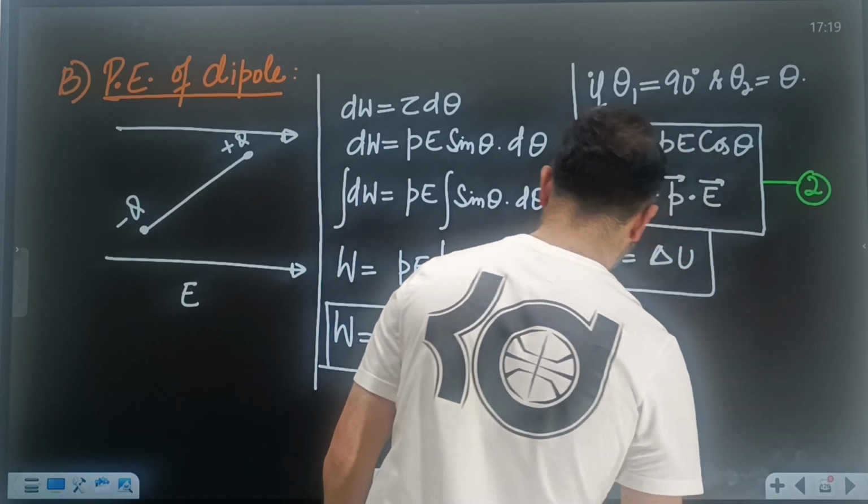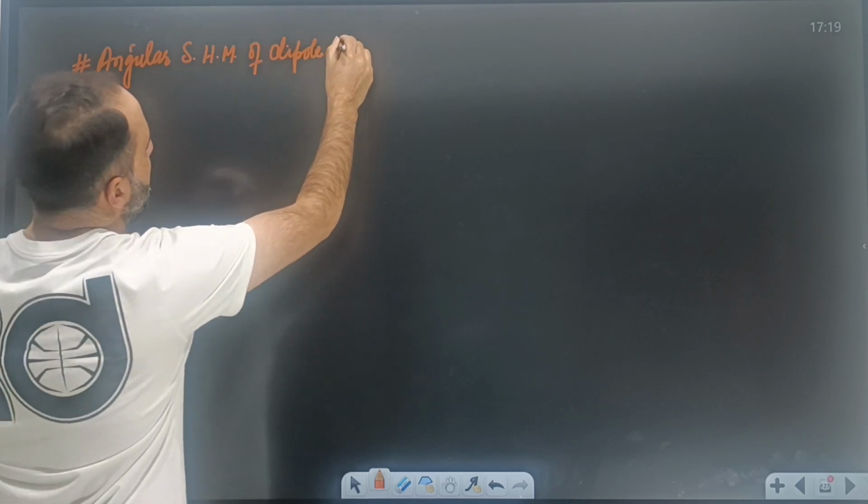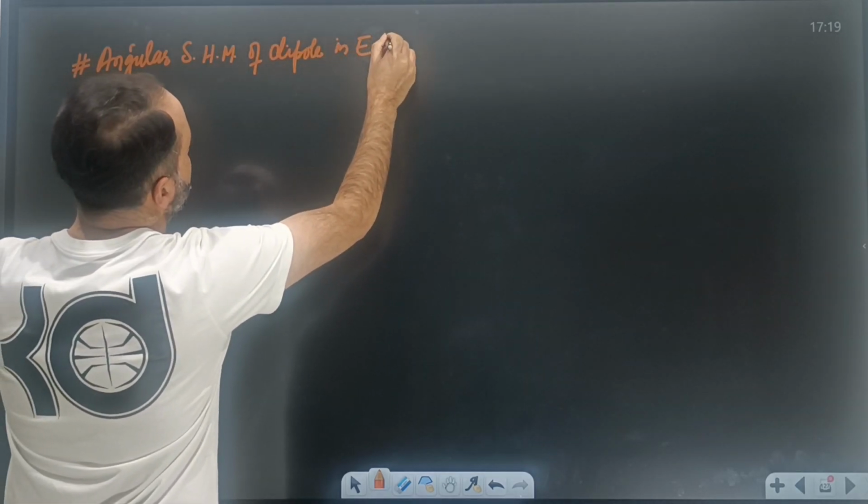I am going to add it here. So concentrate here, have a look. That is angular simple harmonic motion, angular SHM on a dipole, or dipole in an electric field, or rather in a uniform electric field.